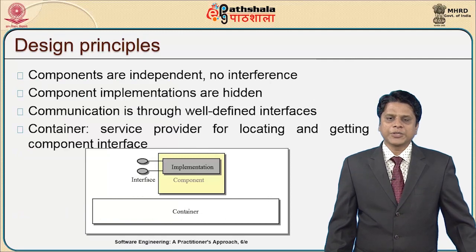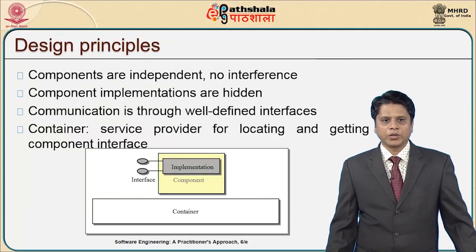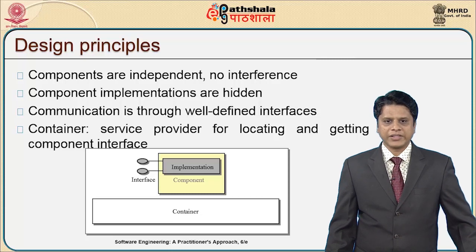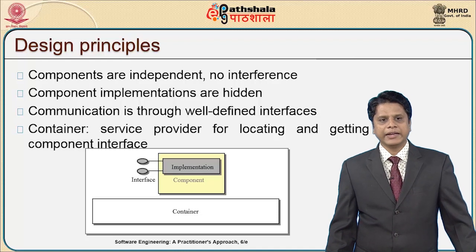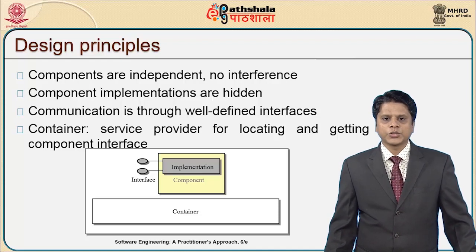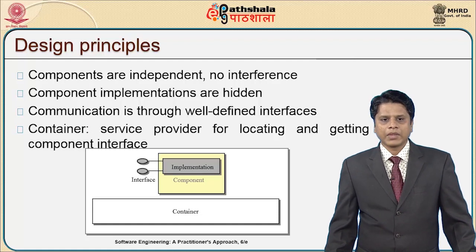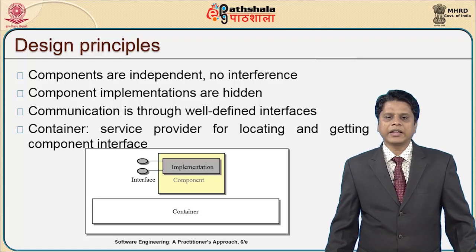Some of the design principles of component-based software engineering include: components are independent and share no interfaces. Component implementations are purely hidden. Communication is through well-defined interfaces. It contains a container, a service provider for locating and getting component interfaces.